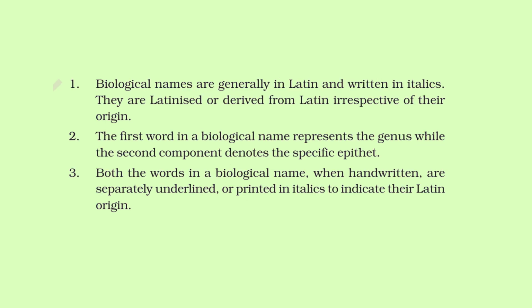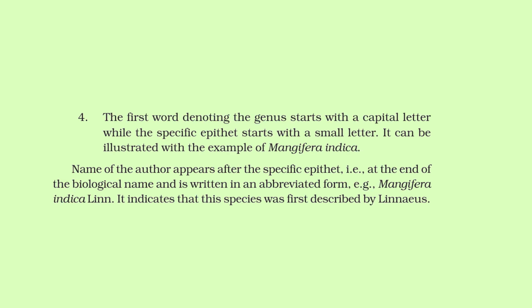Biological names are generally in Latin and written in italics. They are Latinized or derived from Latin irrespective of their origin. The first word in a biological name represents the genus, while the second component denotes the specific epithet. Both the words in a biological name, when handwritten, are separately underlined or printed in italics to indicate their Latin origin. The first word denoting the genus starts with a capital letter, while the specific epithet starts with a small letter. It can be illustrated with the example of Mangifera indica.